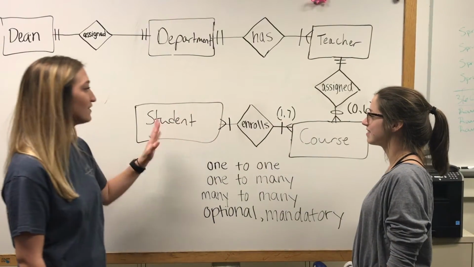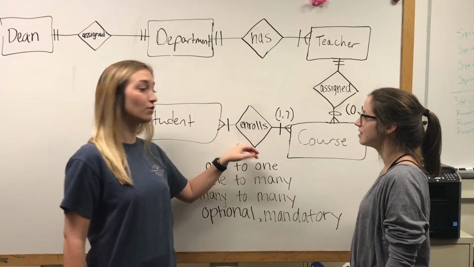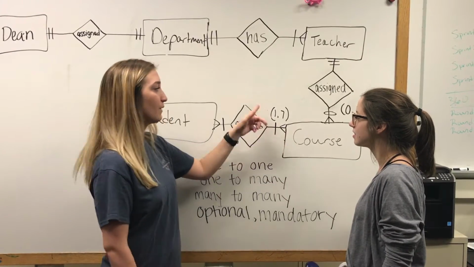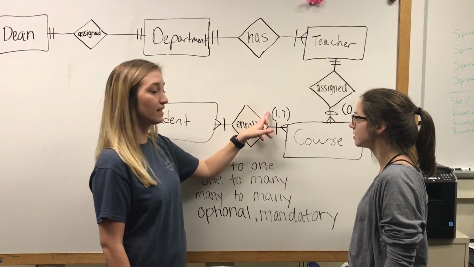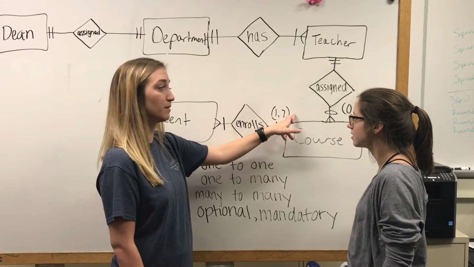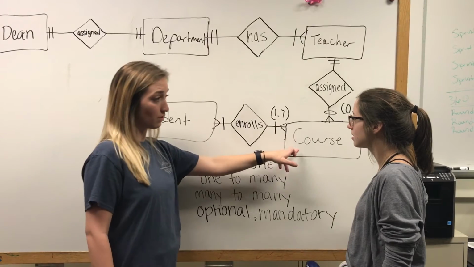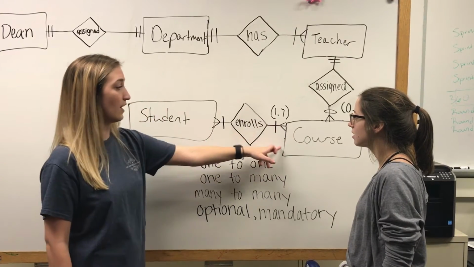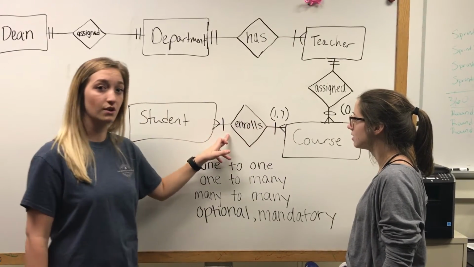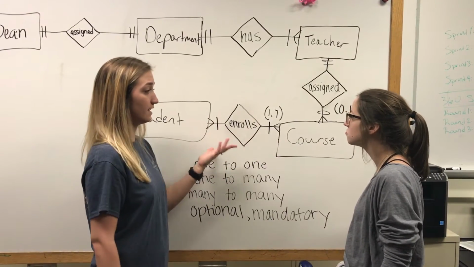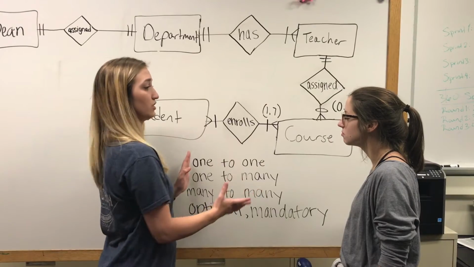And then right here we have a student. A student is enrolled in one course, or they can be enrolled in many courses. So right here we have a limitation, and there's a min of 1 course, and then a maximum of 7 courses. So now, in order for a course to be a course, there has to be one student enrolled, or there can be many students enrolled in this course. So this is an example of a many-to-many relationship.